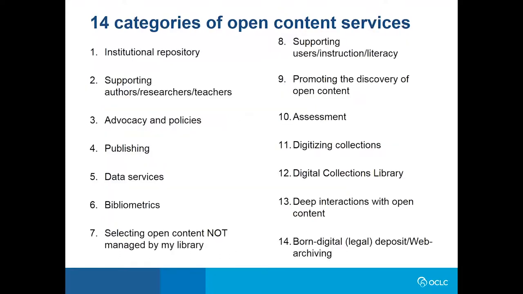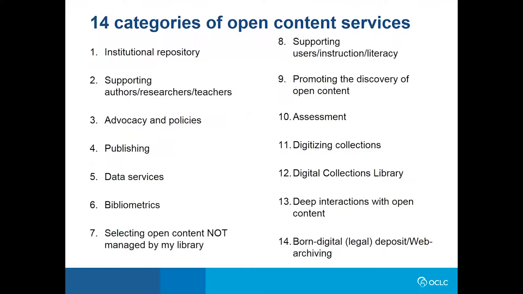So these are the 14 categories of open content services that we defined. And I don't know if you can read it in the back of the room, but reading it, you can see it's quite broad. It encompasses all the activities of a library, basically from acquisition to cataloging and to preservation, discovery. So it's all these services.